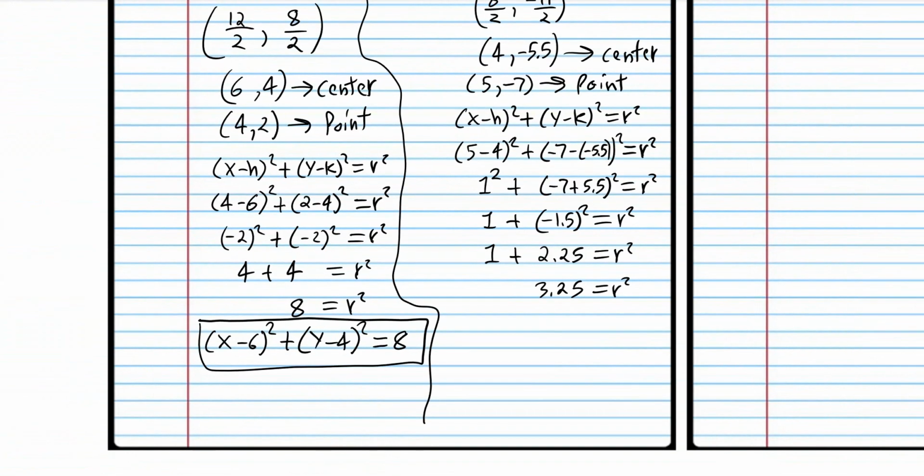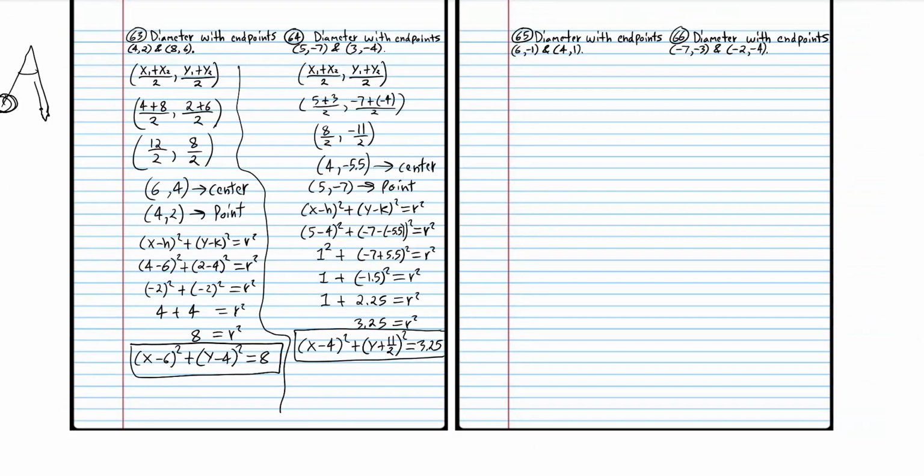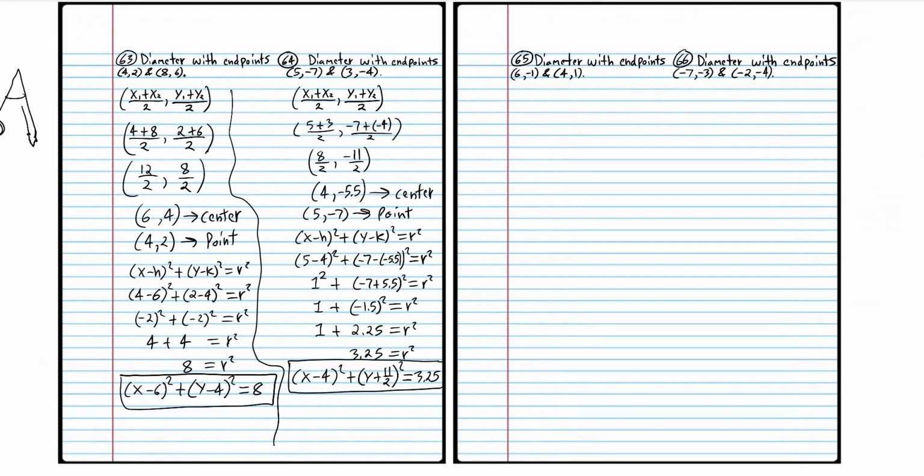So now we're ready to write our final equation, x minus 4 squared plus y plus 11 over 2 squared equals r squared, which we just found is 3.25. And that is the equation of the circle. All right, I'm going to leave those in the window. Try number 65, and when you come back, we'll do it together.